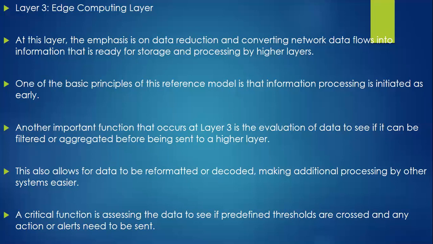A critical function is assessing the data to see if predefined thresholds are crossed and any action or alert needs to be sent. Sometimes the data flooding may be more, so there will be a limit for data generation. If you are violating the predefined threshold, then there should be an alert indication that this is going to happen. Then action should be taken properly.